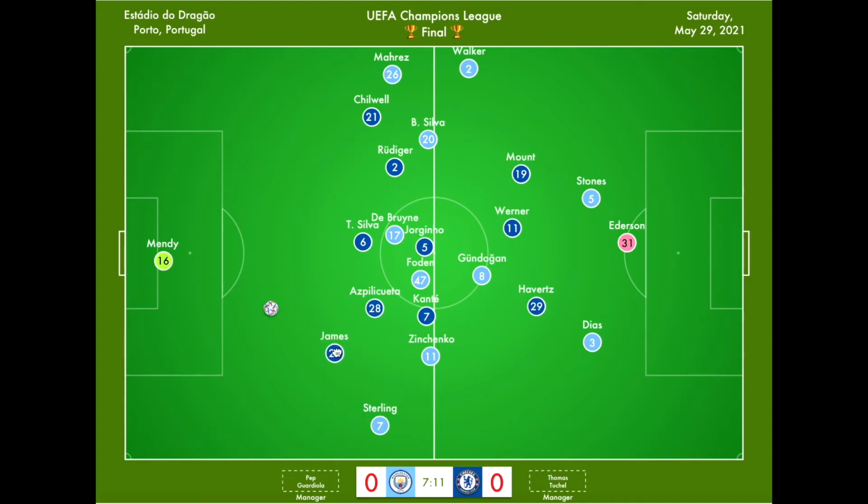means James is immediately rushing back, Azpilicueta is rushing back, Thiago Silva is also trying to get back, and what he's trying to do is get Sterling that ball and goal scoring opportunity, hopefully in a one-on-one situation if he can beat Reece James for pace.